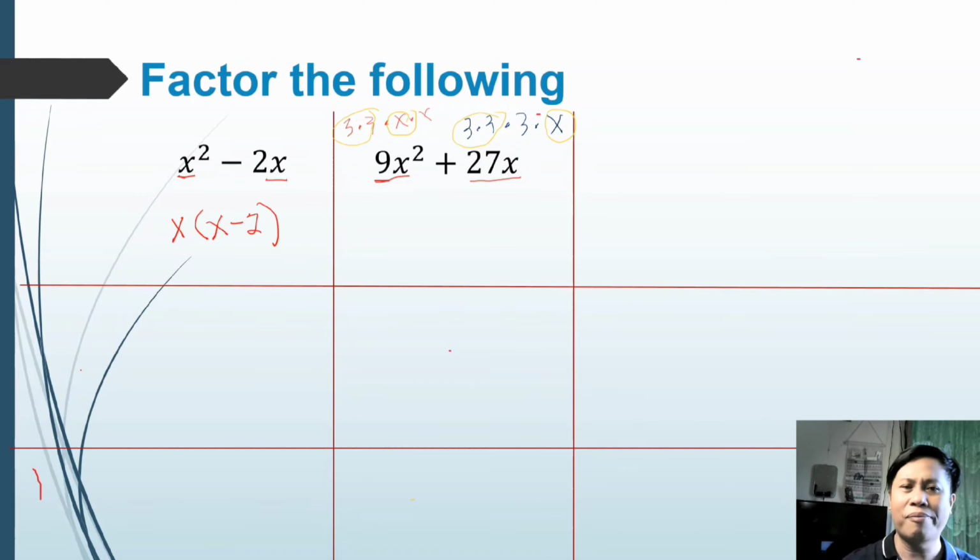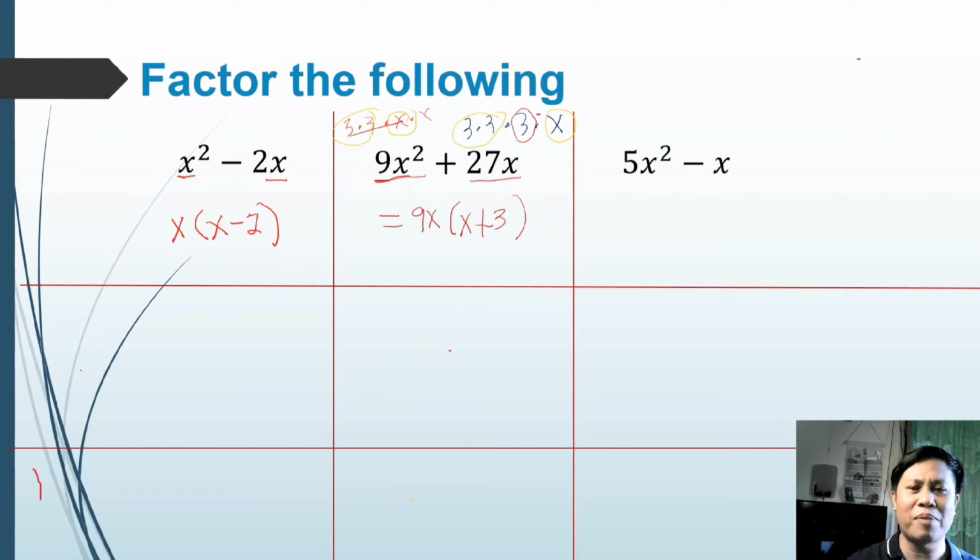So, ang factors nito ay 9x times, ang natira dito sa 9x squared, kung tinanggal natin itong 9x na, ay x na lang. X, then plus, sa 27 naman, 3 na lang ang natira. So, 9x times x plus 3. So, yun yung kanyang factors.